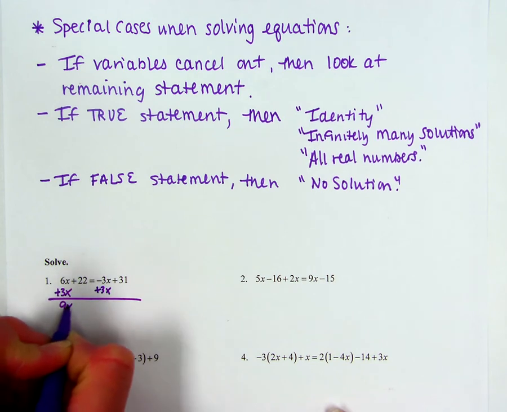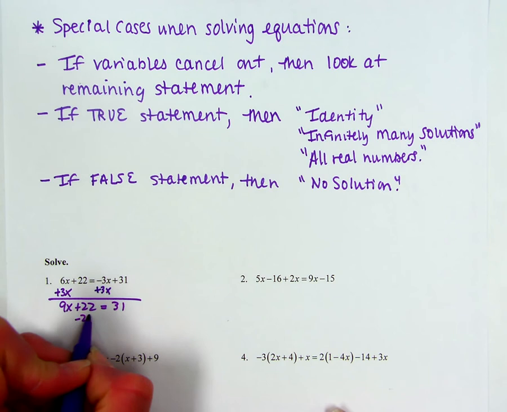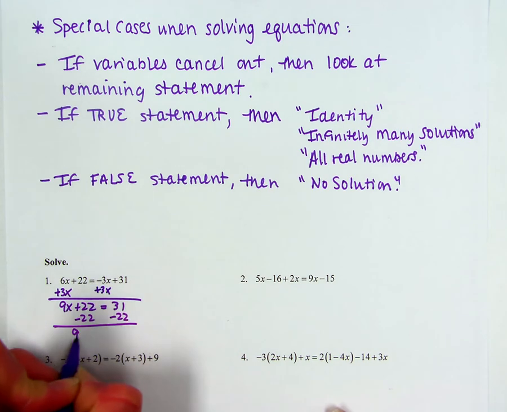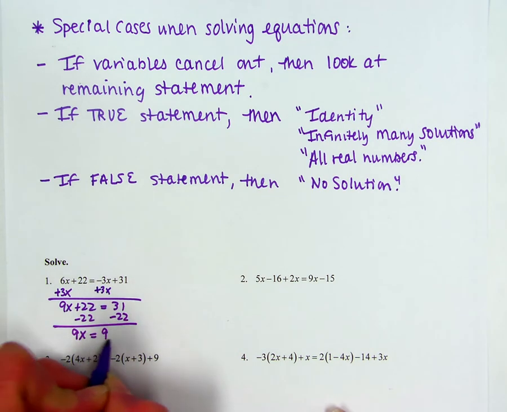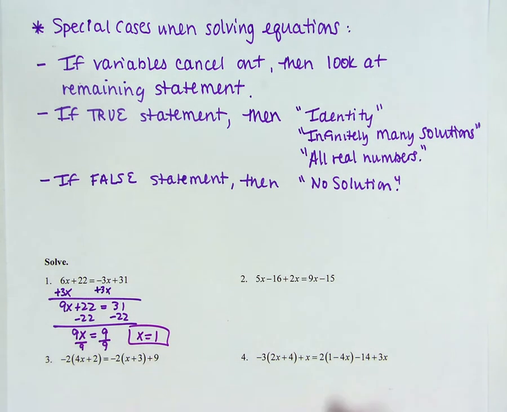So we have 9x plus 22 equals 31. Then we're going to subtract 22. So we have 9x equals 9. Remember, you divide by your coefficient, so you get x equals 1.